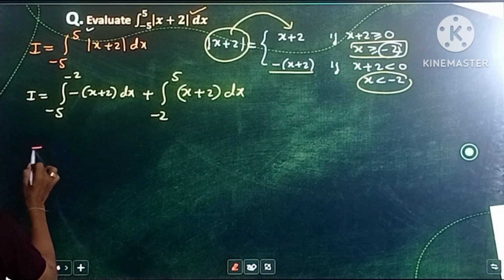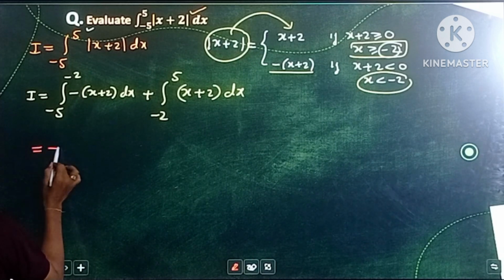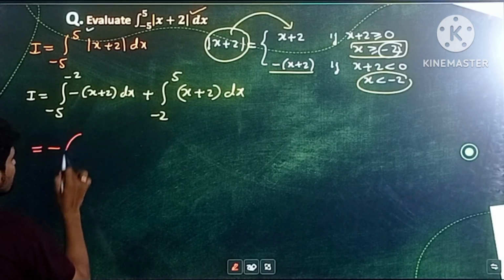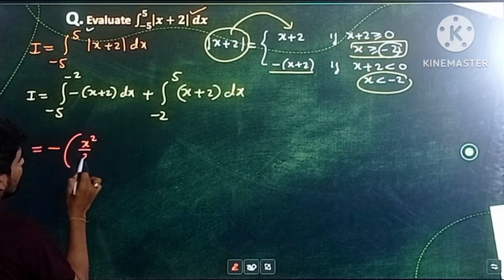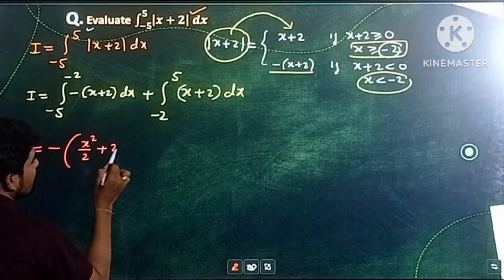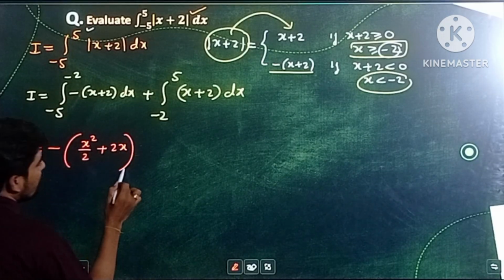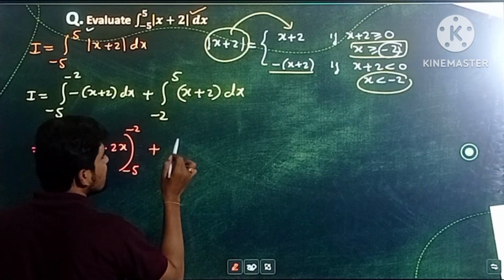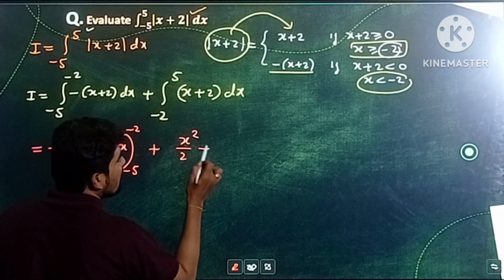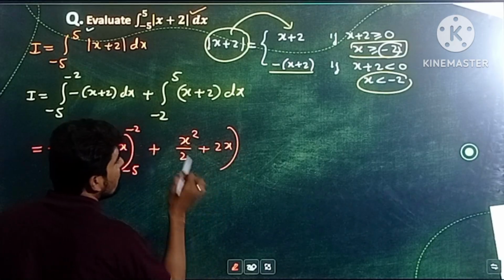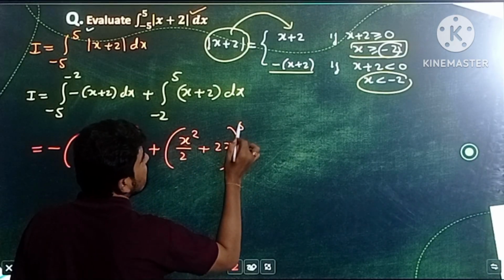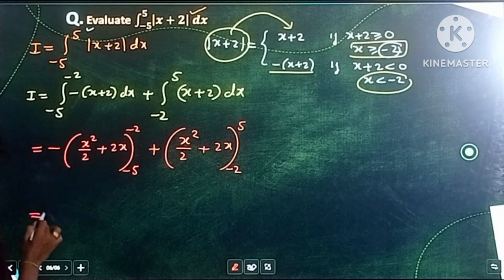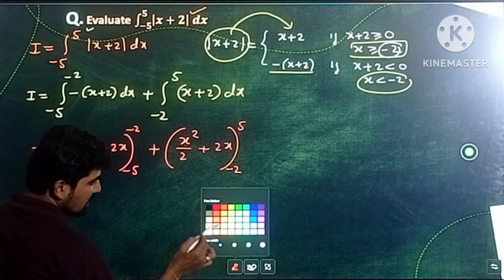See here. Firstly, I am going to take this minus sign outside the integration sign, minus of, and then integration of x plus 2. Integration of x is x square divided by 2 plus integration of 2 is 2x over the limit minus 5 to minus 2, plus same thing here also, integration of x is x square by 2 plus integration of 2 is 2x over the limit minus 2 to plus 5. So after what? Just apply the limits. So minus as it is, minus as it is.